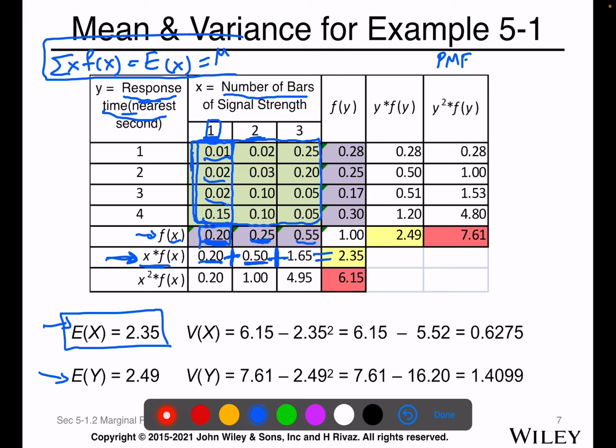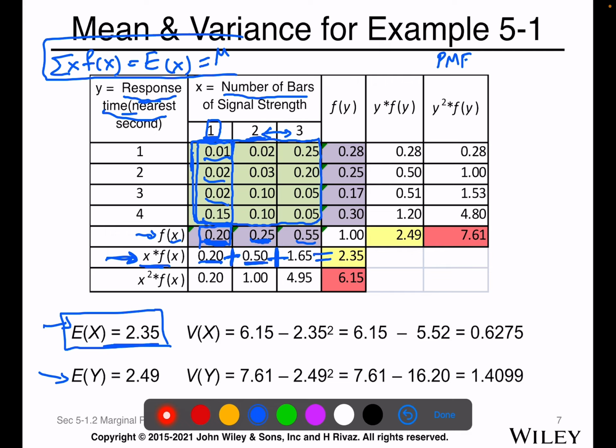It's always a good idea to go back to the original question and see what this number means. This number means that, on average, you can expect to have somewhere between 2 and 3 bars on your cell phone in this problem. So that's the mean number of bars on the cell phone. Any questions about E of X?